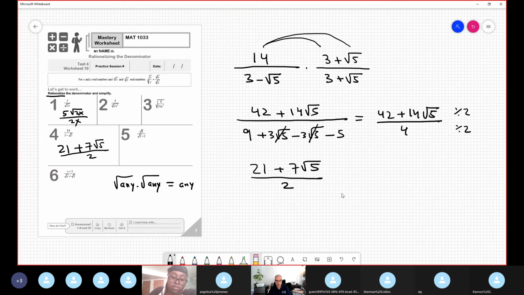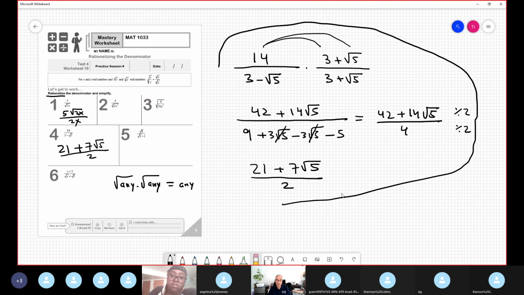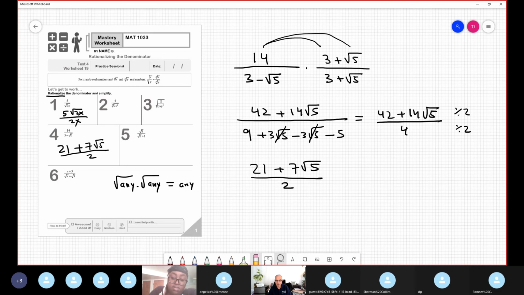Because now 21 divided by 2 is a decimal, and 7 divided by 2 is a decimal. In algebra, no decimals. I prefer the improper fraction to the decimal.